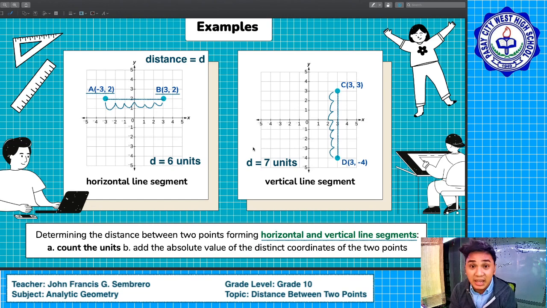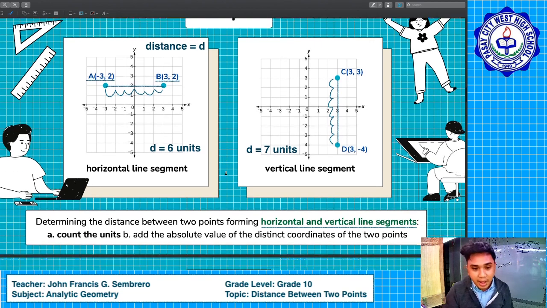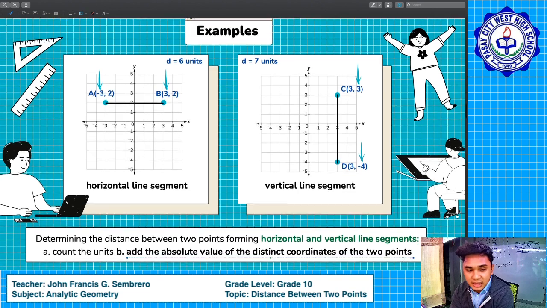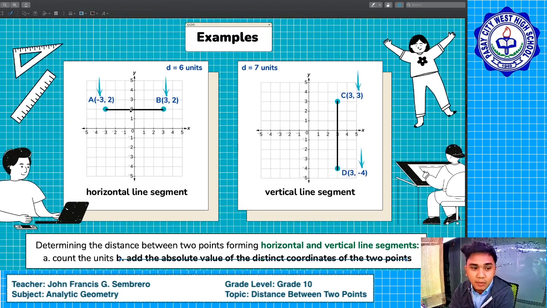But what if the line is too long? That is where we will use the second approach, wherein if the line is too long, we can add the absolute values of the distinct coordinates of the 2 points. As you can see in our first ordered pair of points A and B, the ones with the arrow are the distinct coordinates, meaning they are the ones different between them. Here, the y coordinates 2 and 2 are the same. So these x values are the ones that we will add. But first, we need to get their absolute value.